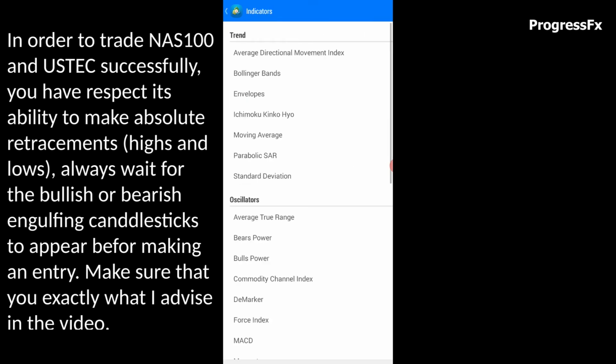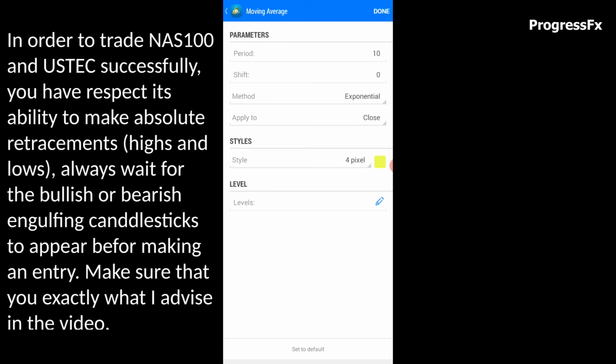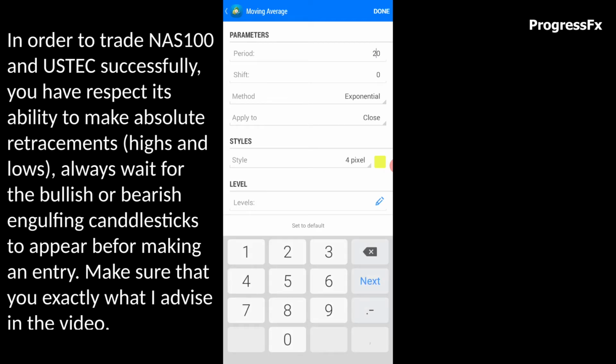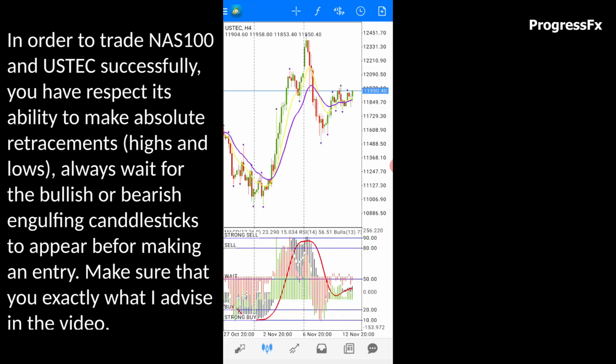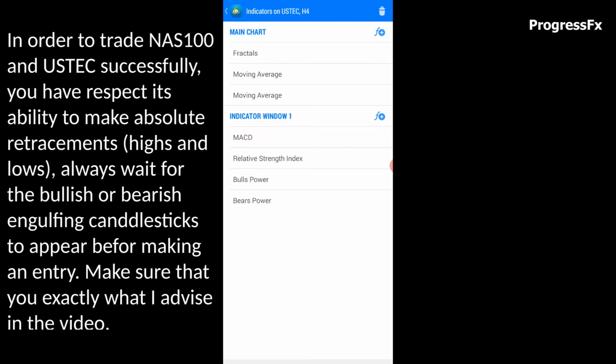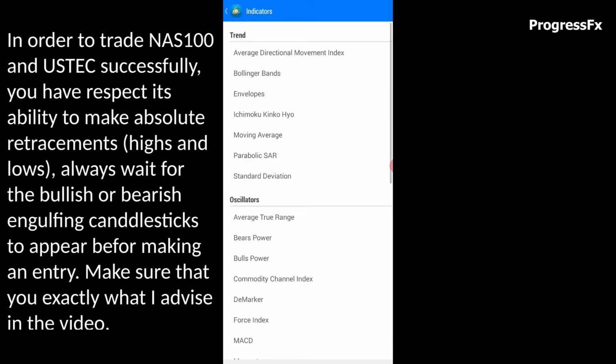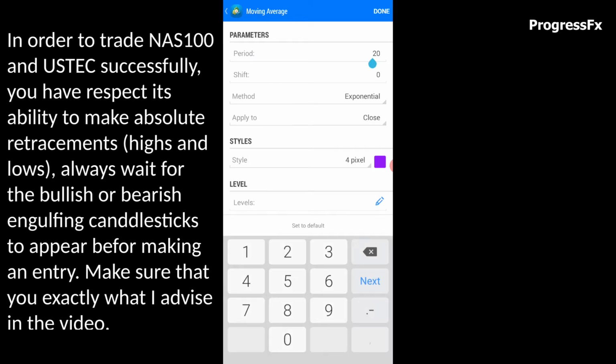Then the second moving average is the 20 moving average. You do the same thing, leave the shift at 0, method to exponential, and apply close. Then I will change my own color to purple. Then you go to the F key again. Perfect. You press plus, go to moving averages. Here, I will change it to 34.